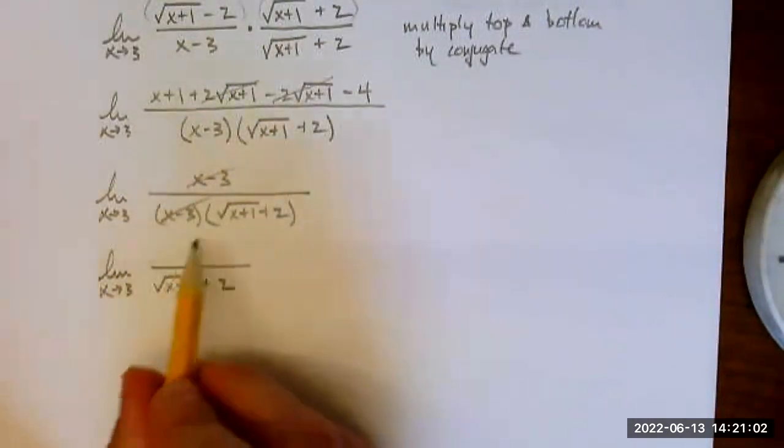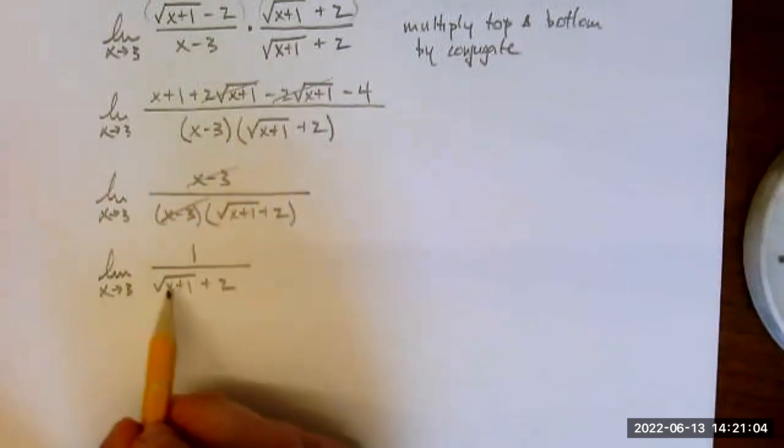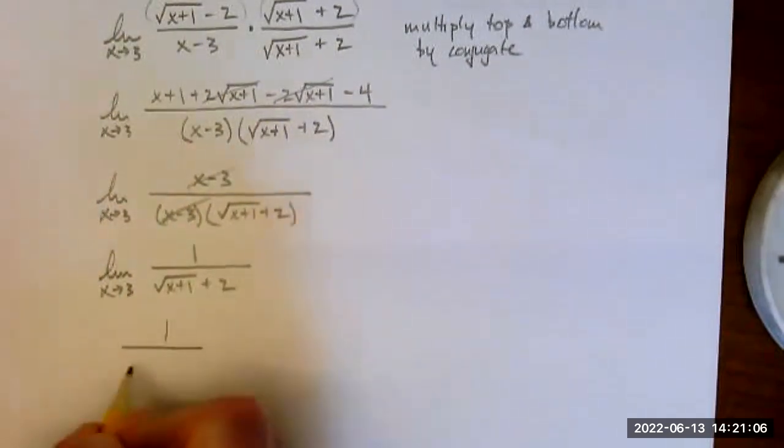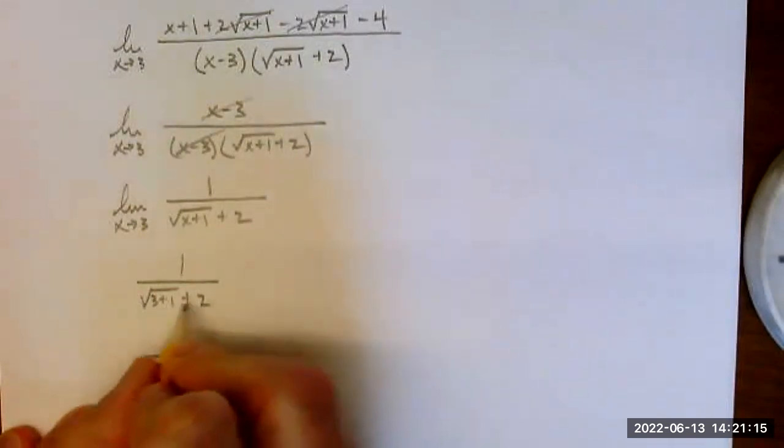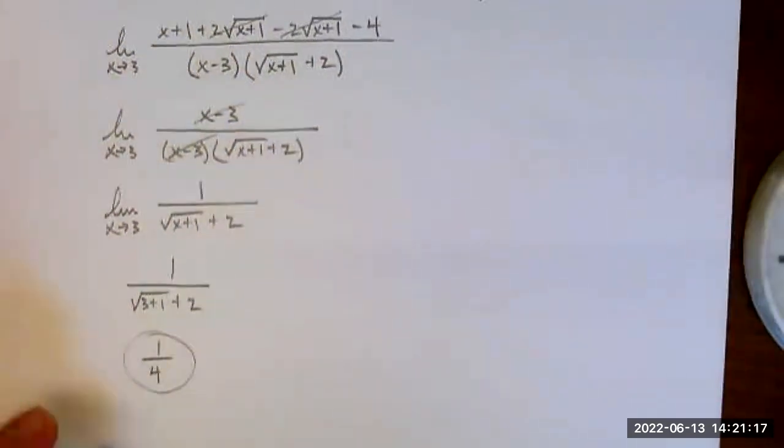So we're good. We've avoided the 0 over 0 now. We can plug 3 in. That's going to be 1 over square root of 3 plus 1, plus 2. And just clean that up. That's 2, plus 2 in the bottom, so our answer is 1/4. We got it.